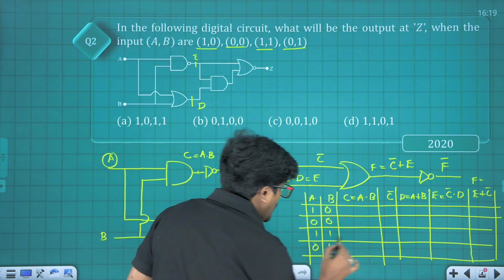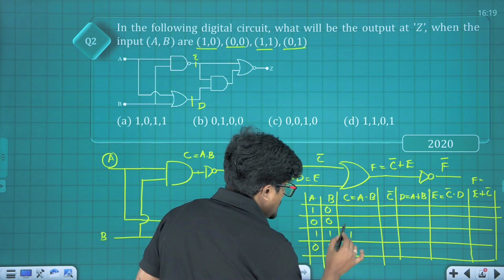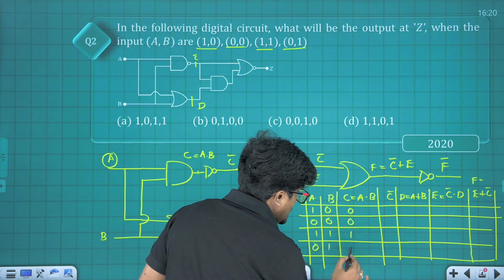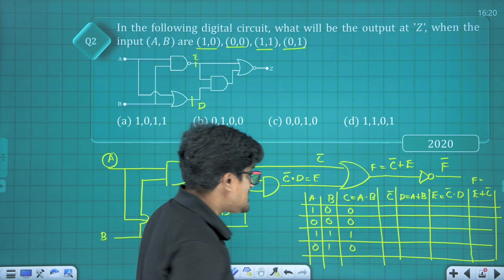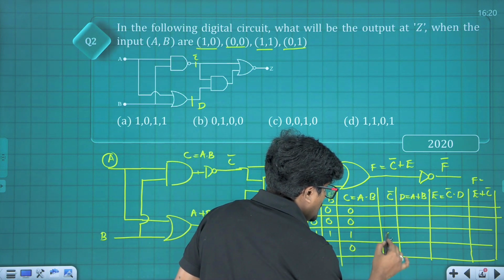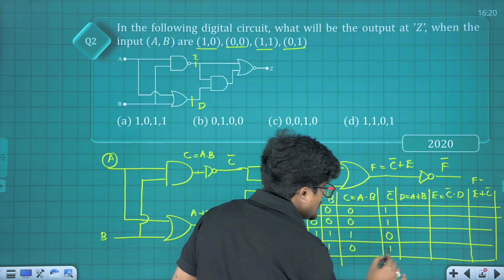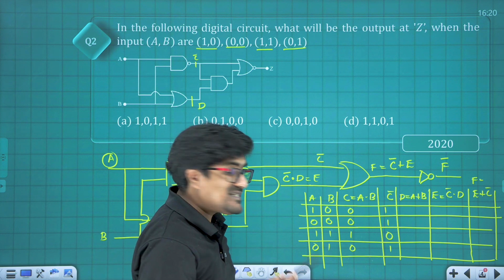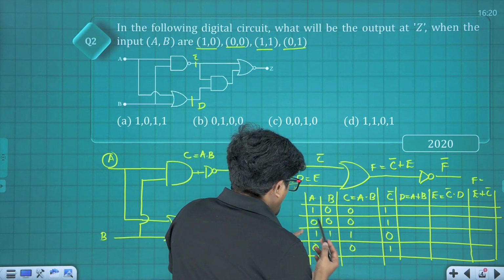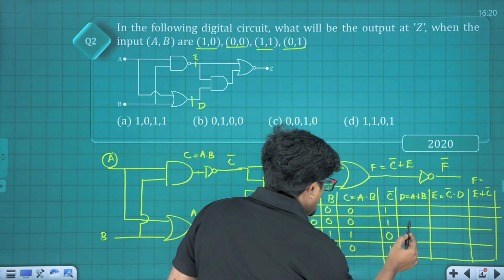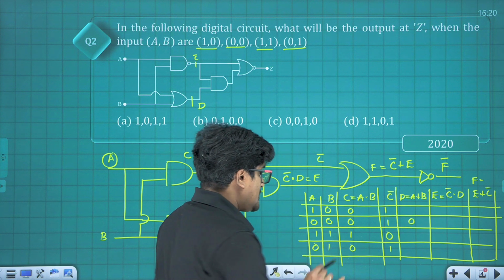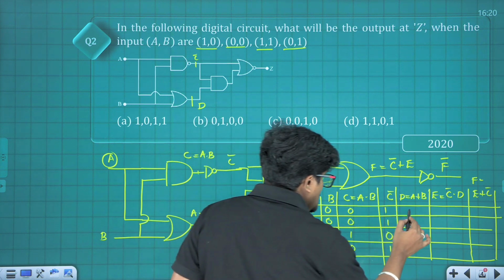For A dot B, this is the only value which is supposed to be 1, and the rest all is supposed to be what? 0. Next is C bar. This is supposed to be 0, rest all supposed to be 1. Next is A plus B. For A plus B, this is supposed to be the only value which is going to be 0, and the rest all is what? 1.